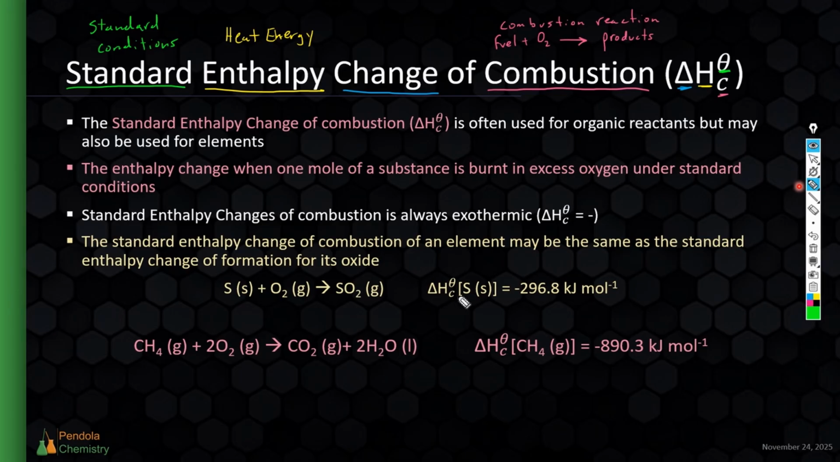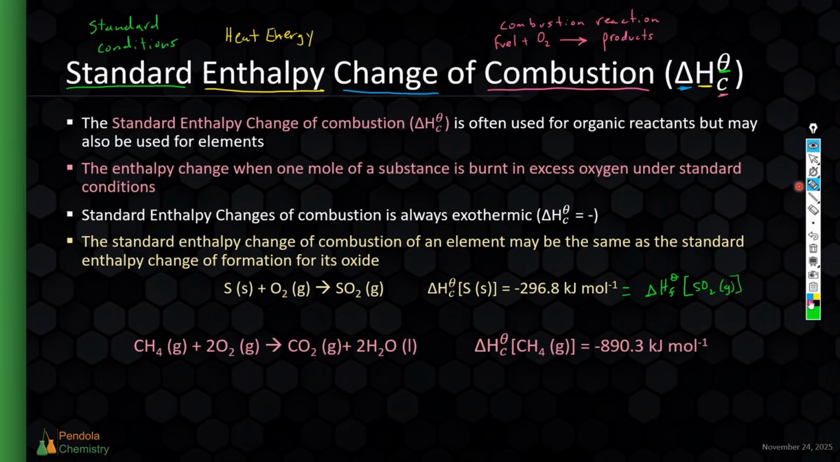The standard enthalpy change of combustion of sulfur solid is also the standard enthalpy change of formation of SO2 gas. Because notice, S plus O2 yields SO2 gas. 1 mole of a compound being made from the elements in their elemental form or standard forms. So we are creating the enthalpy change of formation, but it's also an enthalpy change of combustion. Why? Let's look at the definition.